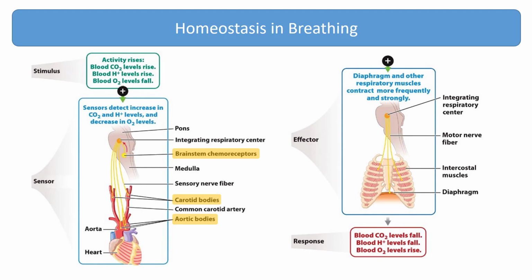The aortic bodies monitor their levels in blood moving to the body. Chemoreceptors in the brain sense carbon dioxide and proton concentrations. If the concentration of CO2 in the blood is too high, chemoreceptors in the brain stimulate motor neurons that activate the respiratory muscles to contract more strongly or more frequently. Stronger or faster breathing rids the blood of excess carbon dioxide and increases the supply of oxygen to the body.